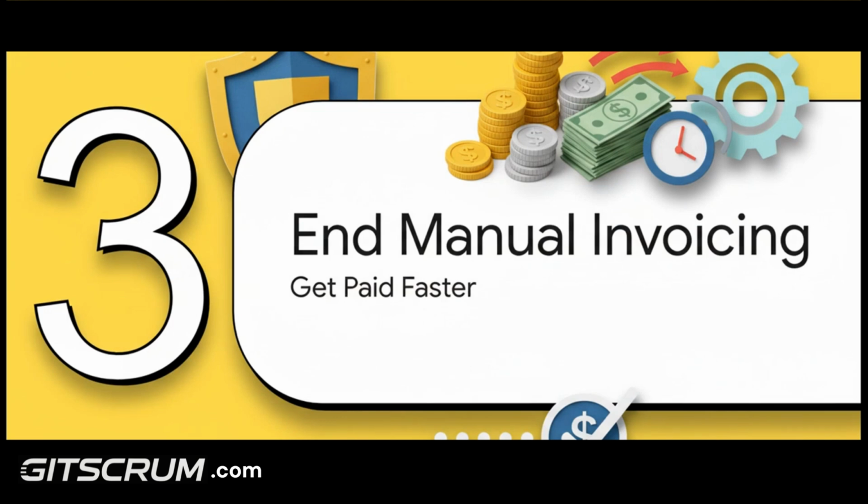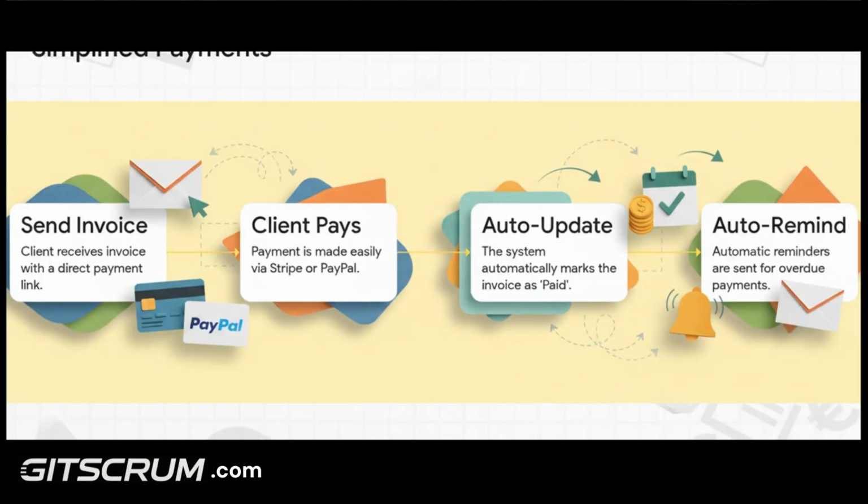Okay, so you've protected your revenue. Now, let's get you paid. We at GetScrum knew that the whole collection process is another huge point of friction, so we automated the entire flow to make sure that money gets into your bank account faster. Just look at how simple this journey is. The client receives the invoice with the direct link to pay. They click it, choose to pay with Stripe or PayPal, and they're done. The system automatically marks that invoice as paid. And for the late ones, the system sends out polite, professional reminders automatically. You never have to play the bad guy again.